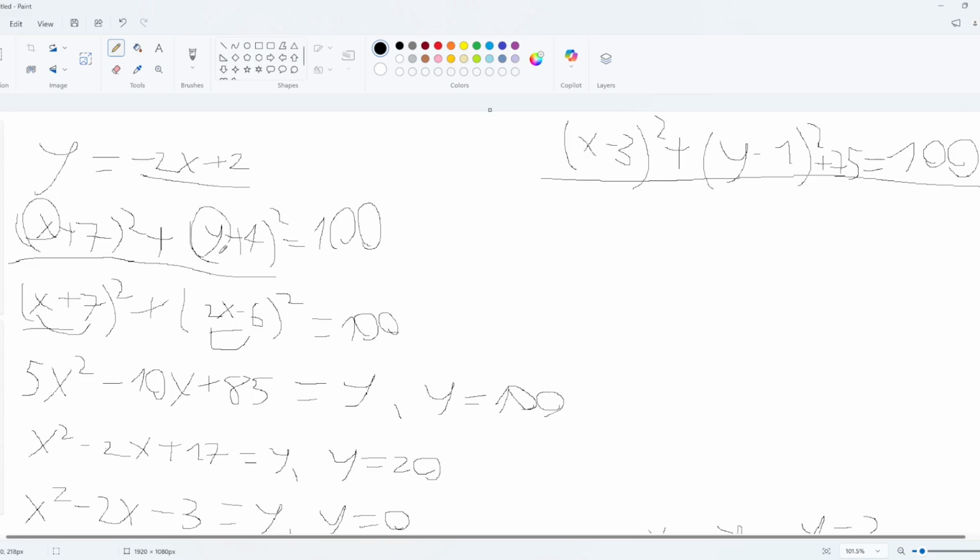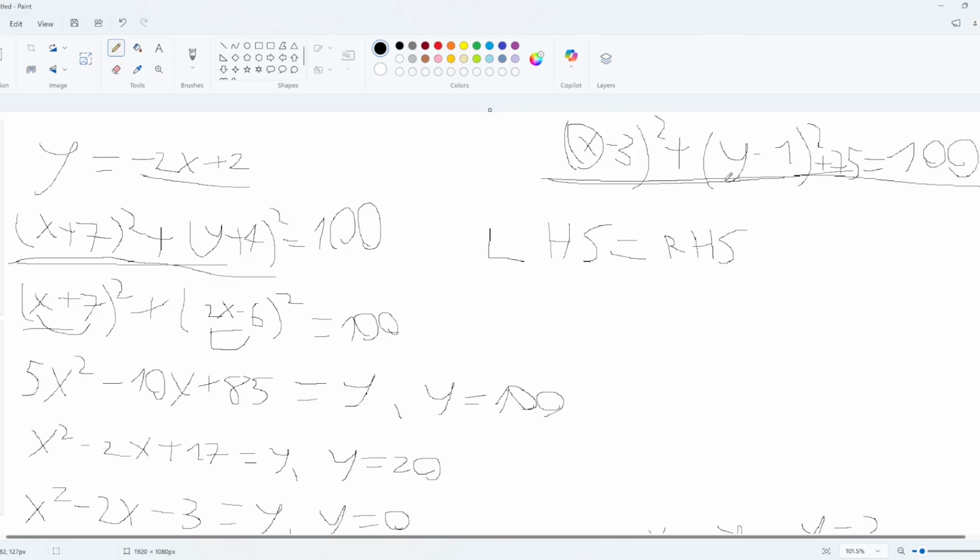They have x and y in them. Both of them have x and y. And when I compare these two, I treat them as multivariable functions. Let's call this left hand side and this right hand side. So left hand side equals right hand side.